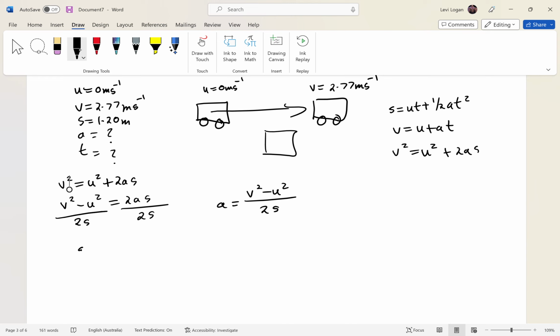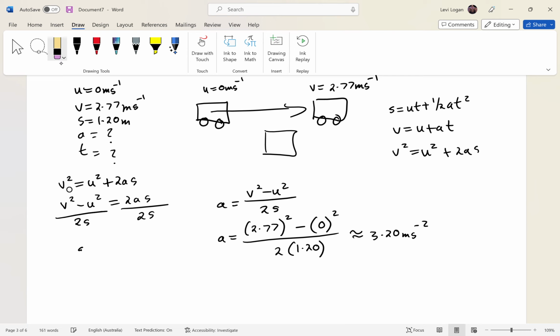So plugging our terms into our little equation here, acceleration is our final velocity 2.77 all squared minus 0 all squared, divided by 2 times our distance 1.2. Plugging that into a calculator, our acceleration is approximately 3.2 meters per second per second. You might get 1.9, just round it up. That's what I did. Okay, so we have that information.